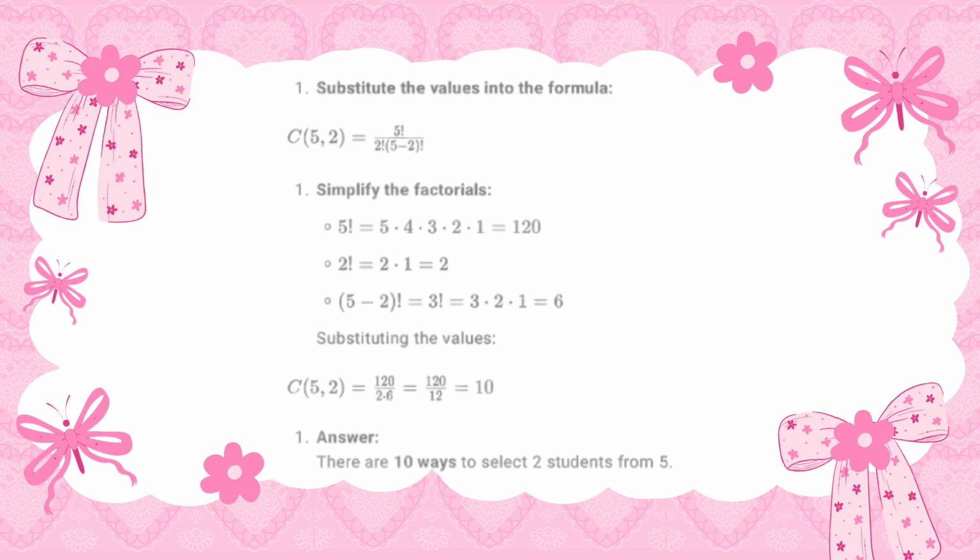Simplify the factorials. 5 factorial equals 5 times 4 times 3 times 2 times 1 equals 120. 2 factorial equals 2 times 1 equals 2. 5 minus 2 factorial equals 3 factorial equals 3 times 2 times 1 equals 6. Substituting the values, C(5, 2) equals 120 over 2 times 6 equals 120 over 12 equals 10. There are 10 ways to select 2 students from 5.